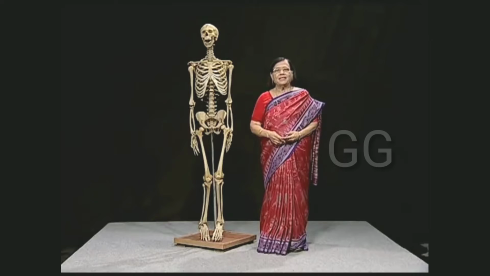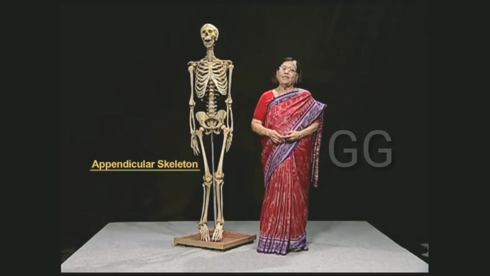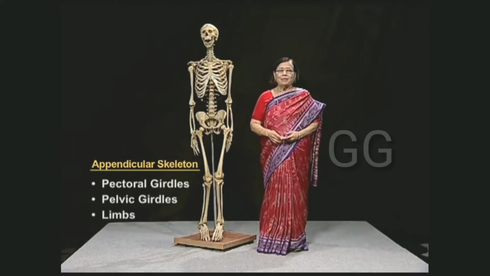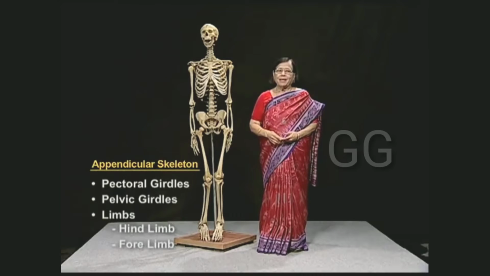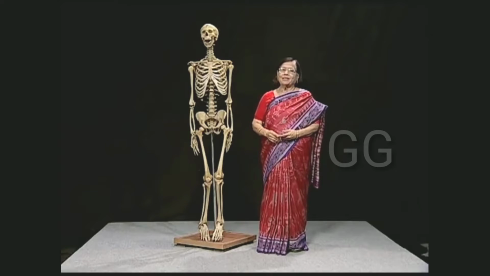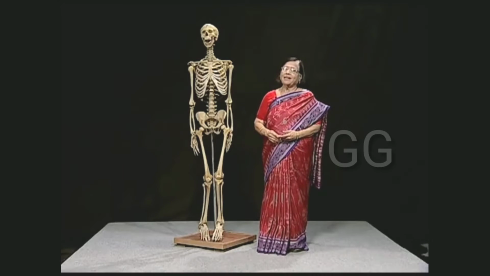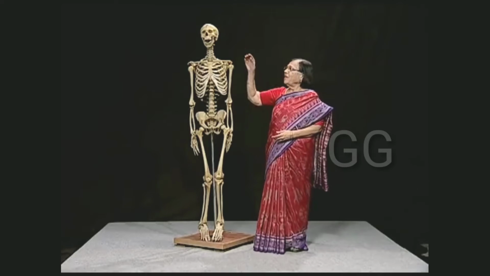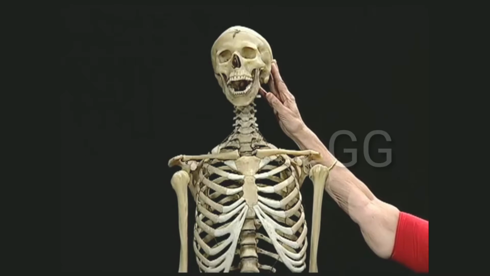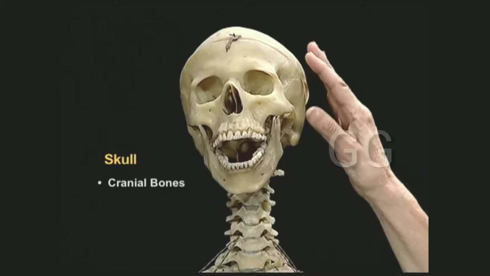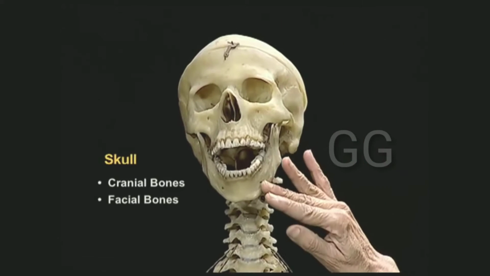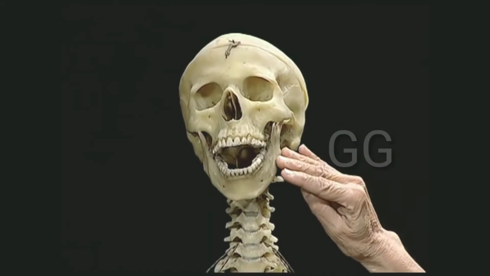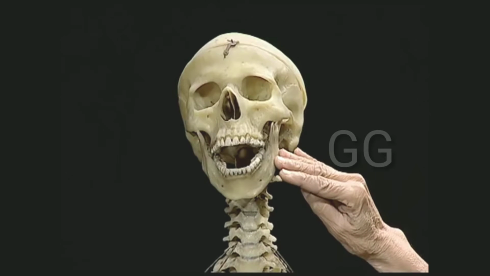The other division is the appendicular skeleton, which includes the pectoral girdle, pelvic girdle, limbs, hind limb and the forelimb. Let me start explaining the bones in this skeleton, starting with the head, which is part of the axial skeleton. You can see the skull here, it has two parts, the cranium and the facial bones. There are 8 bones in the cranium and there are 14 bones in the facial region.